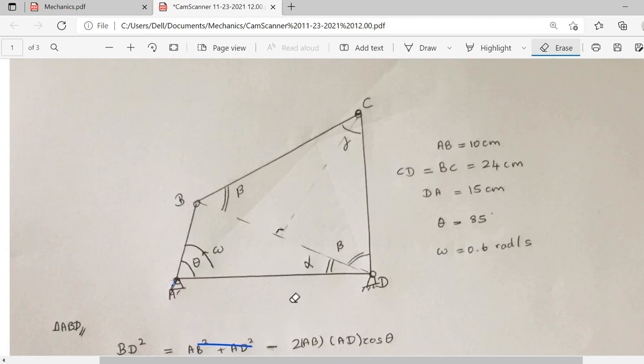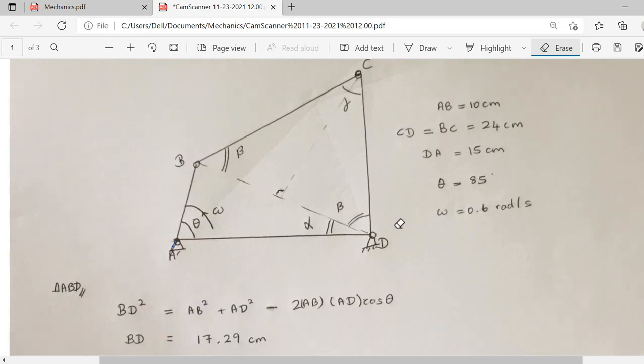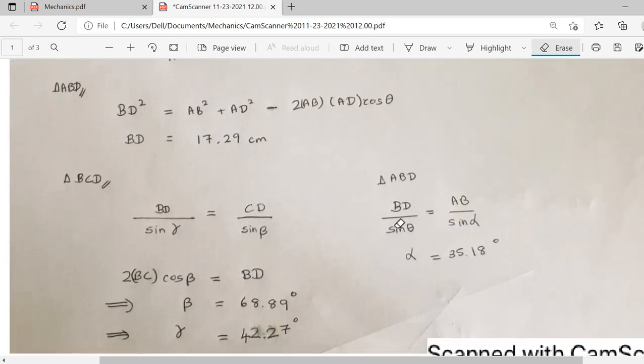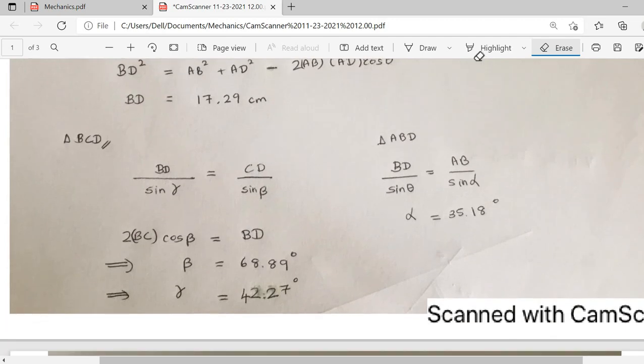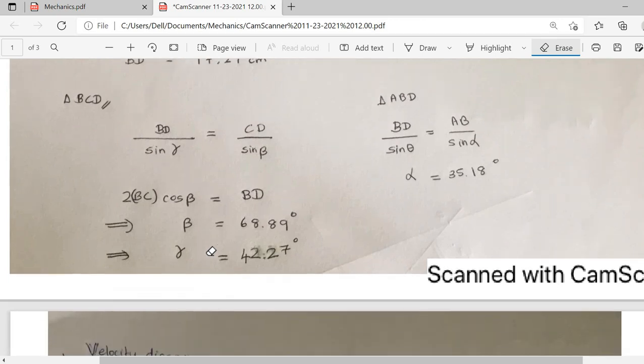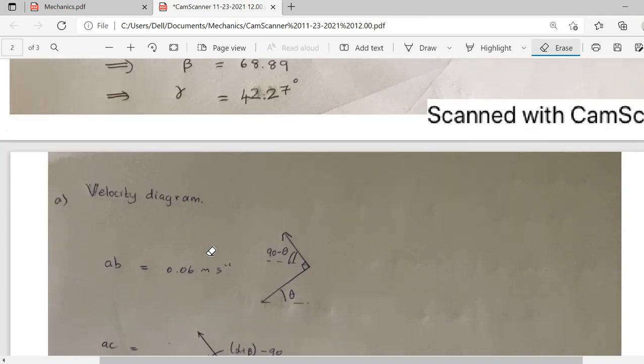So after that, we have found all the values: beta, gamma as well as alpha, theta. Probably you will get the right answer when you solve that. Here, as I already mentioned, I have used the simple equation because I am having a two-side-equal triangle. So the next part is I am going to draw the velocity diagram.